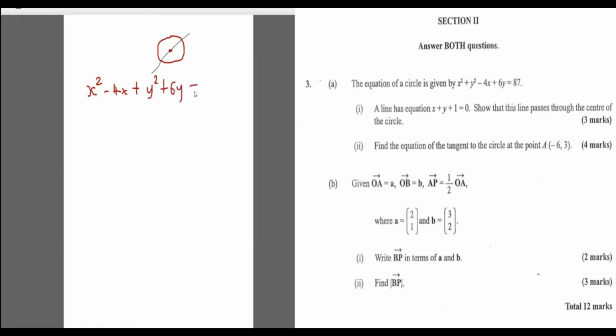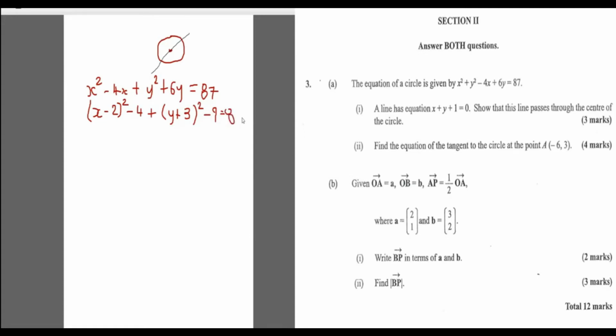By grouping them like this, it is easy for us to find the equation of the circle in standard form, because now we can complete the square to say that this part becomes x minus 2 all squared, and we subtract 2 squared, which is subtracting 4, plus we complete the square for the y terms to get y plus 3 all squared, and then we subtract 3 squared, which is subtracting 9, and that's equal to 87.